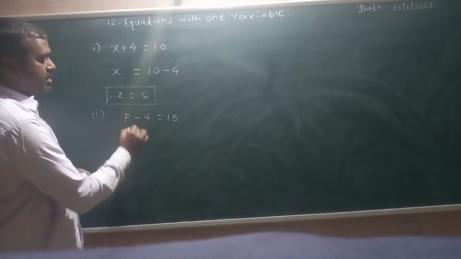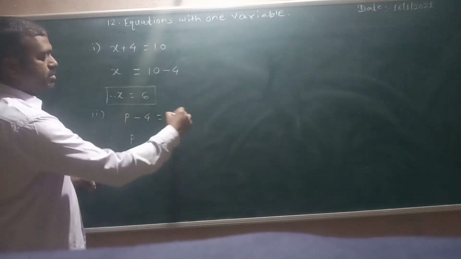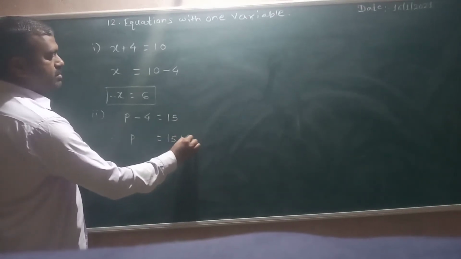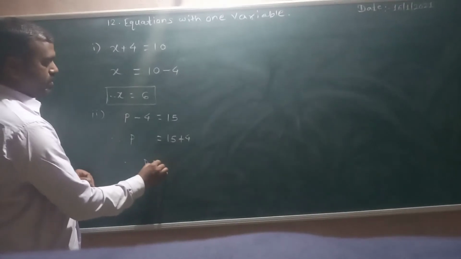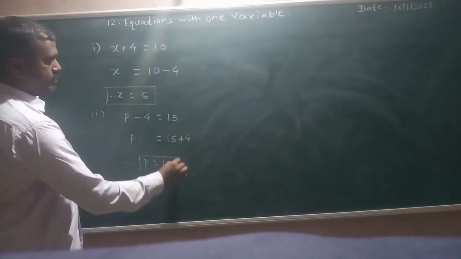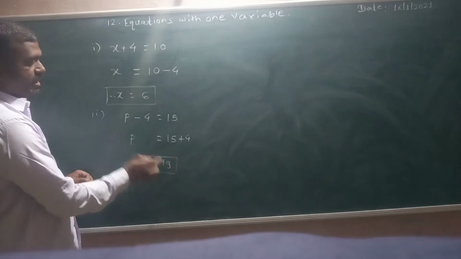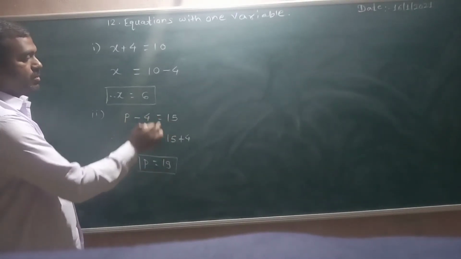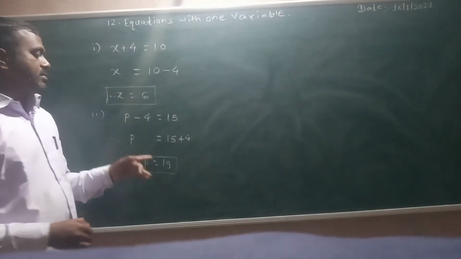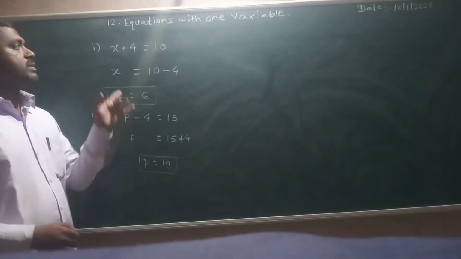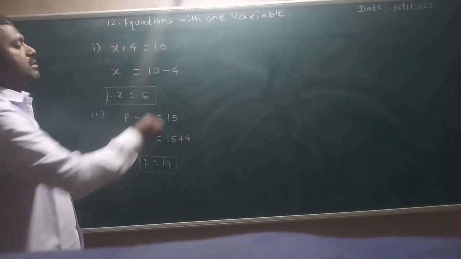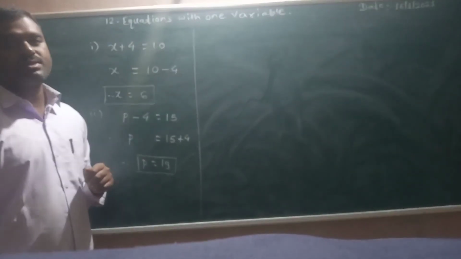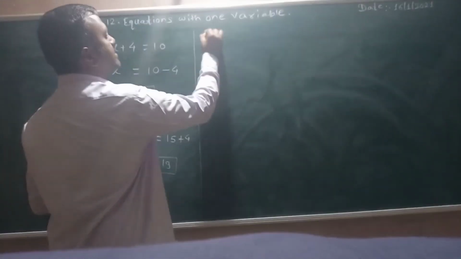P minus 4, after transferring towards the right hand side, minus 4 is a plus 4. 15 plus 4. Therefore P is equal to 19. When we are putting here 19 instead of P, 19 minus 4 is 15. We can check the answer by putting the values of variable. In this chapter we can solve these types of equations in a practice set.